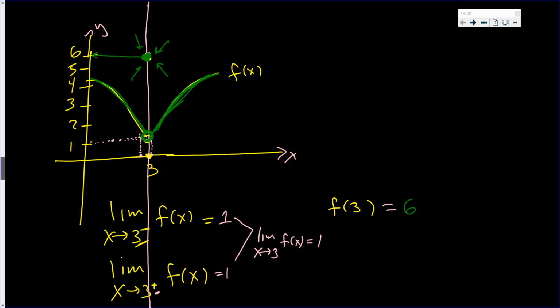Notice, it didn't equal the common limit. It didn't equal 1. It could have, but it didn't. Remember, the limit doesn't care what happened at 3 itself. At 3, the function value was 6. The limit was 1. They're not the same statement.